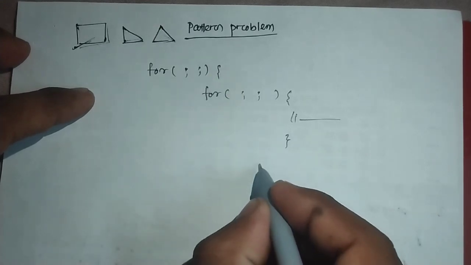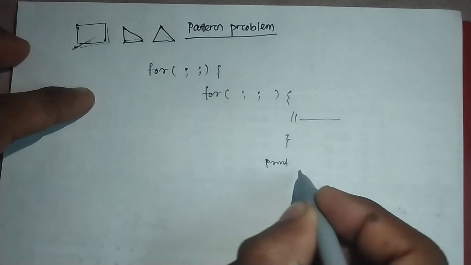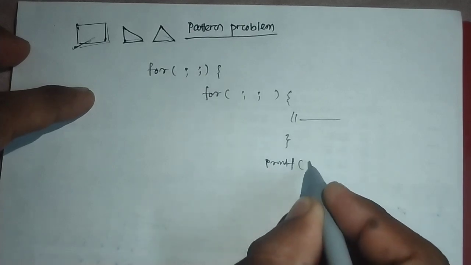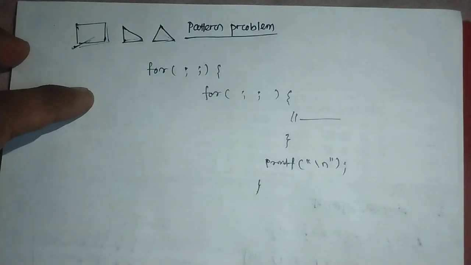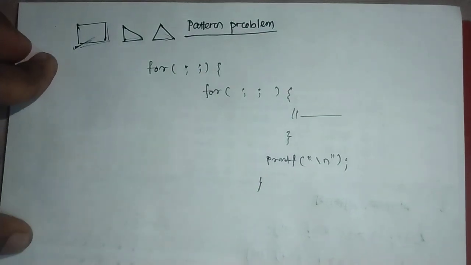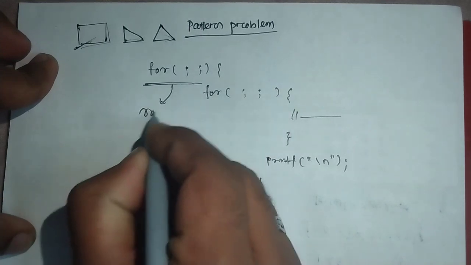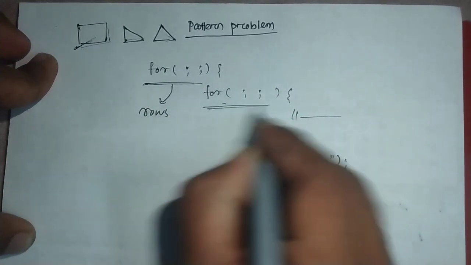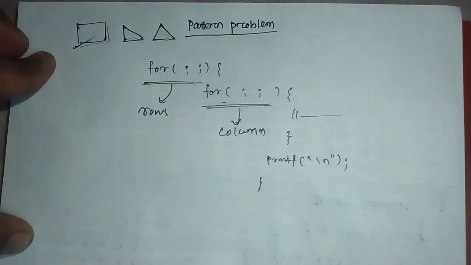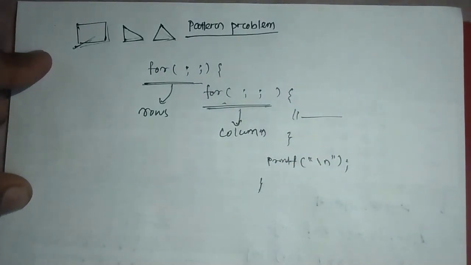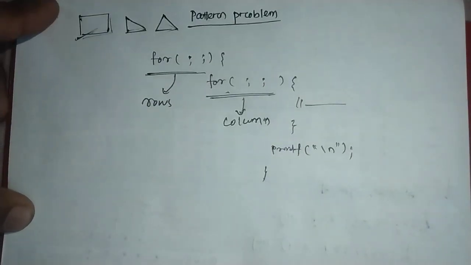After that there will be printf with a newline. The first one is used for rows, the second one is used for columns. I will do an example, and you will be clear about this. So let's do an example.